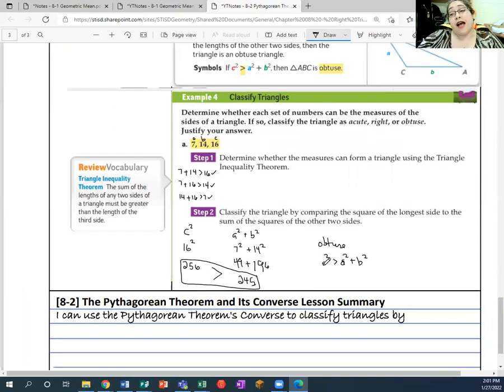I first have to check to make sure that the three measurements I've been given will actually make a triangle. Then I find the biggest side and square it. Then I take the other two sides, square each of those, add them together, and then I compare. If C squared is bigger, the triangle's obtuse. If C squared is smaller, the triangle's acute. If they're equal, it's a right triangle.